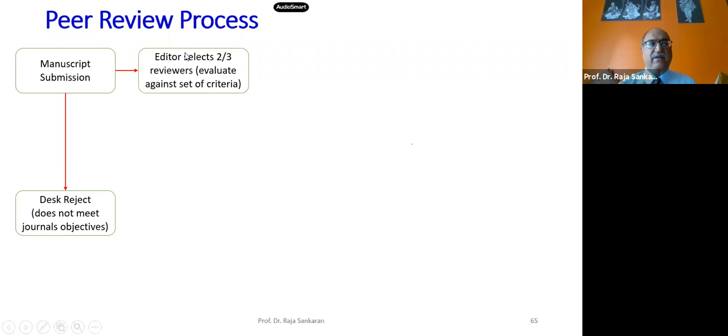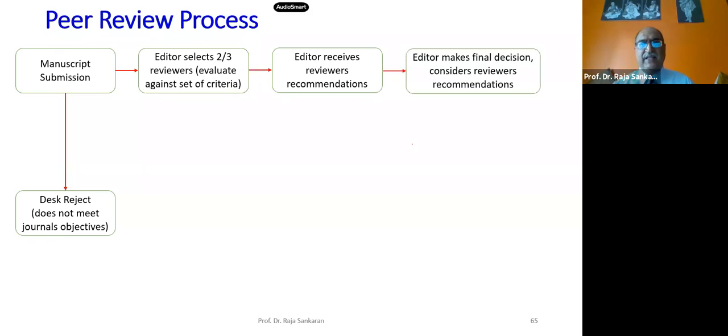The second is where the editor, as there is an editorial board with each of these journals, would select 2 or 3 reviewers. And how do they select them? Based upon the manuscript. If they find it to be useful, something which provides value based upon the aims and scope of the journal, they would then identify the reviewers to whom it is sent. The reviewers will then provide their recommendations, and then eventually the editor would make the final decision.